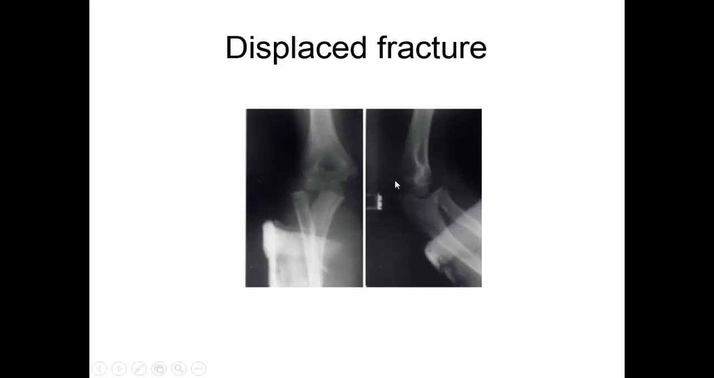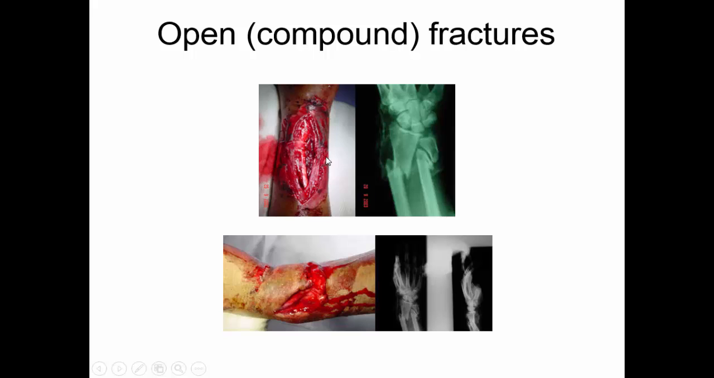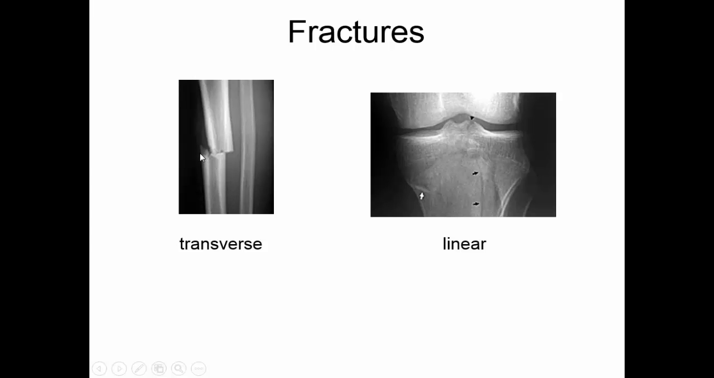So here you see a displaced fracture. You can see how the bones are out of alignment. And here you see a couple of open or compound fractures. There you see the ends of the bone. Here you see the ends of the bone. These are the x-rays on those. A transverse fracture across, and a linear fracture, this little crack right here is the linear fracture in this bone.